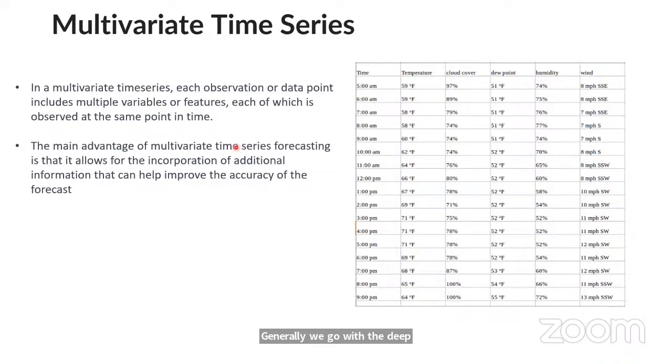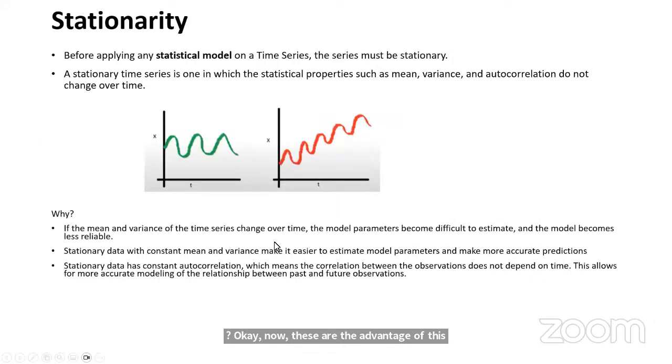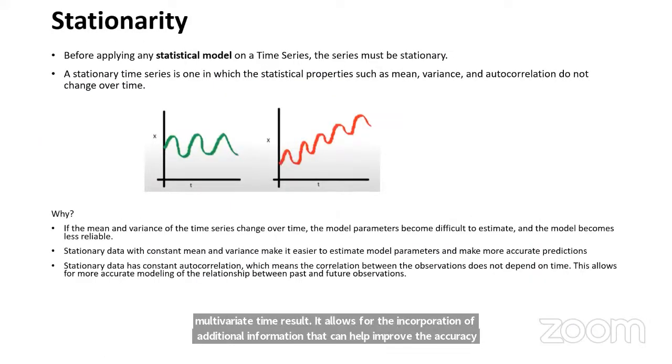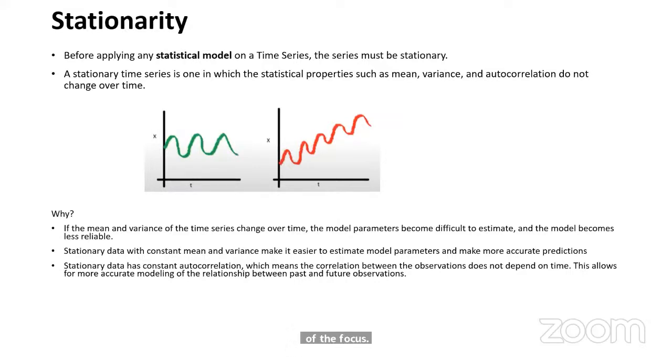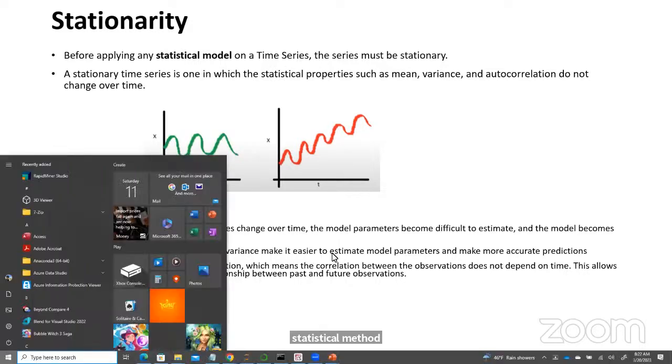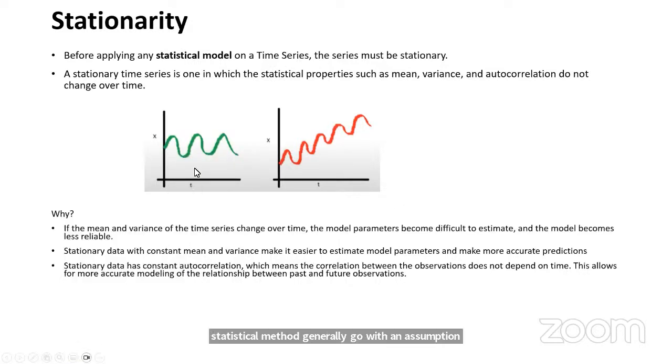Now this is the advantage of multivariate time series: it allows for the incorporation of additional information that can help improve the accuracy of the forecast. Okay, so if we talk about the statistical methods, generally they go with an assumption that the time series is a stationary time series. A stationary time series is one that has a constant mean, variance and autocorrelation, right?